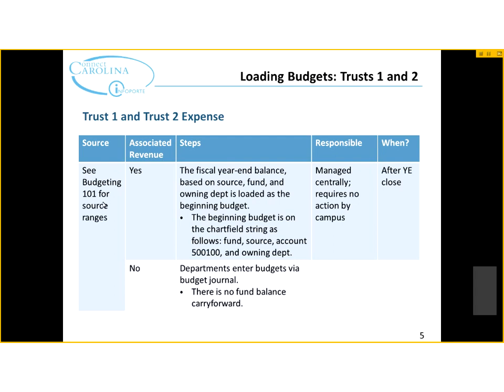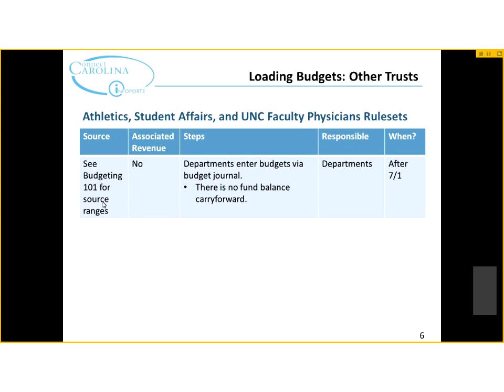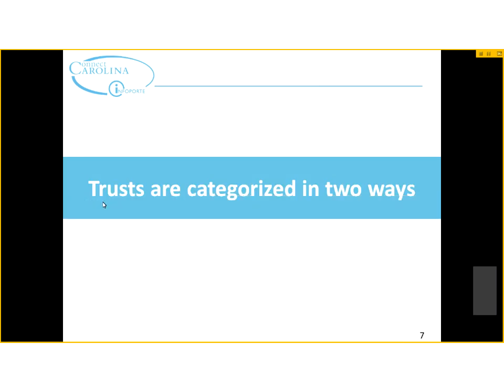Now, if the source is not associated, then it's up to the departments to go ahead and enter the budget journal at any time because there's no carry forward. You can do that now. So now until the cows come home, or at least until June, you can go ahead and enter your budgets at any time on your trust sources. For our friends in athletics, student affairs, and UNC faculty physicians, those rule sets do not have associated revenue, so it's up to the department to enter those budgets.